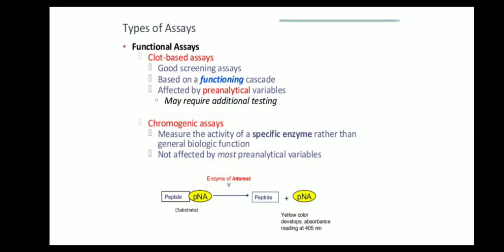So types of assay: functional assays, clot-based assays and chromogenic assay are done. In clot-based assay, it is a good screening assay. It's based on functioning cascade, affected by pre-analytic variables and may require additional testing. Chromogenic assay measures the activity of specific enzyme rather than the general biological function. It's not affected by pre-analytic variables.